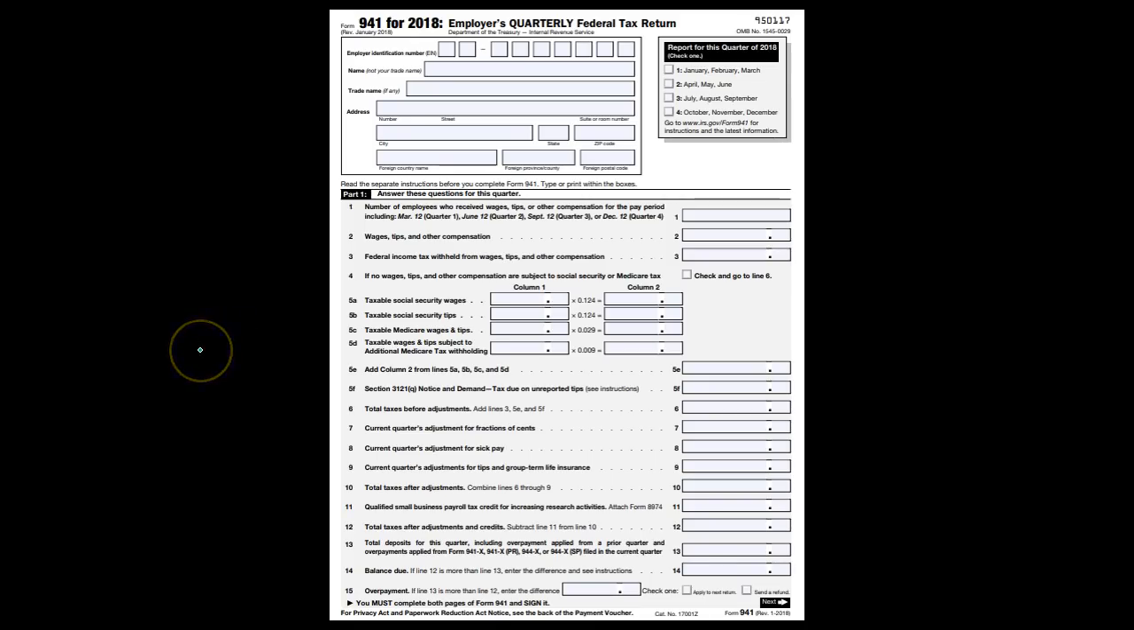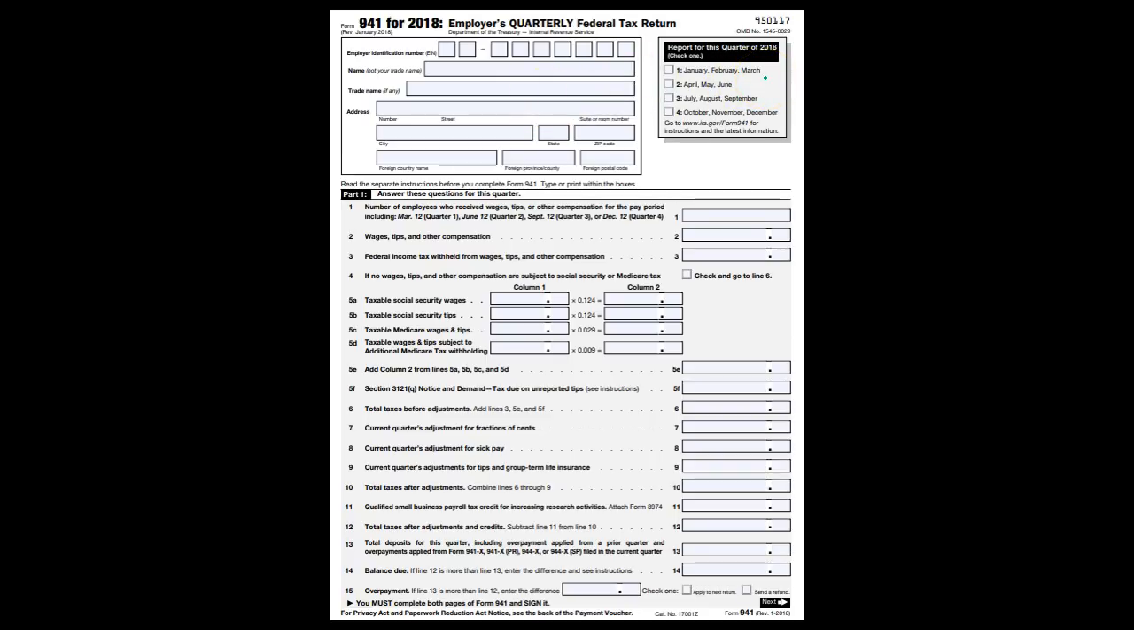Here's a copy of Form 941. This is the 2018 form. You can find this on the IRS website at irs.gov. These are going to be the components of the form. We're going to focus here on the calculation of the form. We note that up top we're going to have the EIN number, the name, and then the address. Then we want to know which quarter we are talking about.